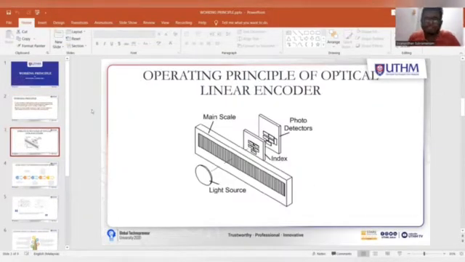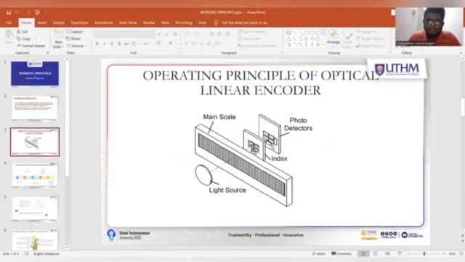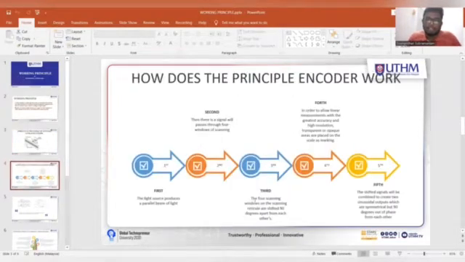So this is the operating principle of the optical linear encoder. Here is the photo detector, where the light can pass through from the light source, and this is the main scale. How does the encoder work? First, the light source produces a parallel beam of light. Second, the signal passes through 4 scanning windows. Third, the 4 scanning windows on the scanning reticle are shifted 90 degrees apart from each other.